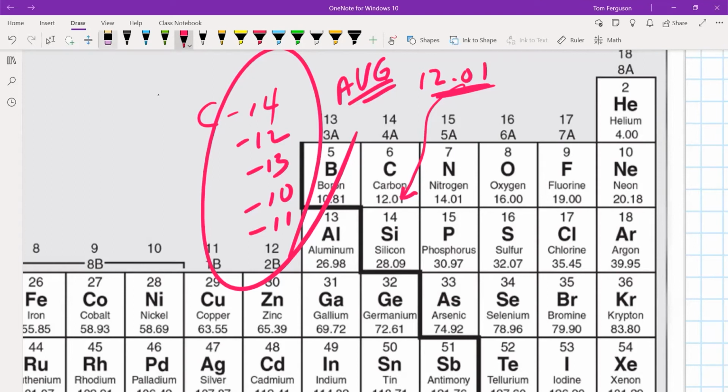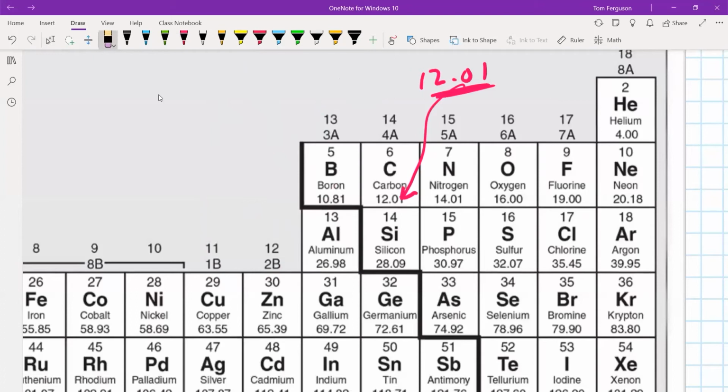Notice, let's clean this up here. Notice boron is 10.81. That means there are some boron-10s, boron-11s, boron-12s, boron-9s. An average of all those isotopes occurring naturally is 10.81. And this is rounded to the second decimal point. On this particular periodic table, everything is rounded to the second decimal point.